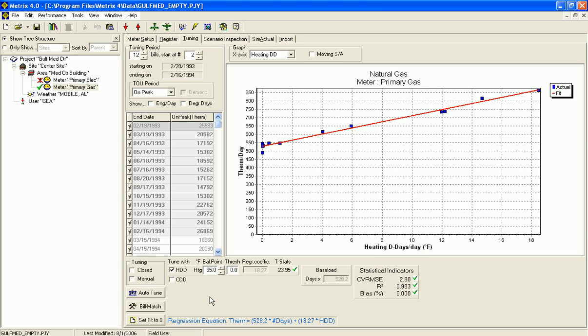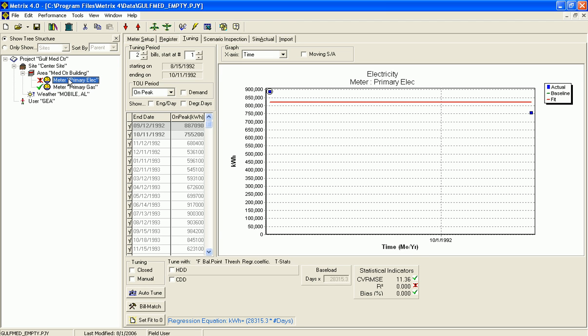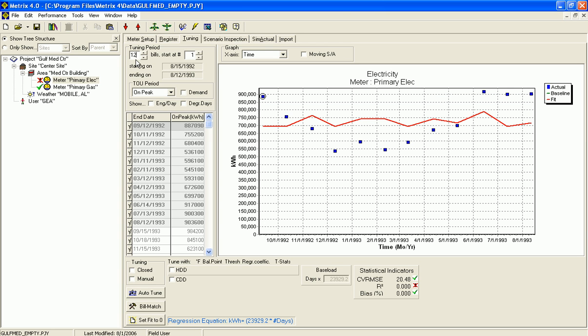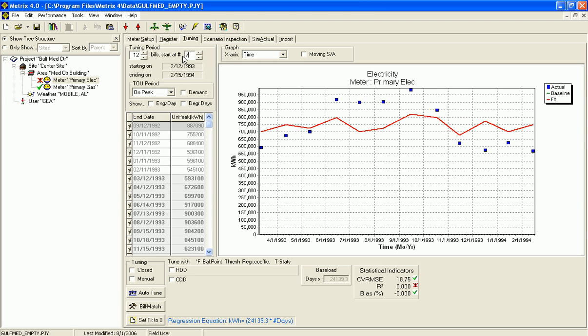Now let's auto-tune our primary electric meter. I'm going to select the primary electric meter item from the tree structure, and under the Tuning tab, we need to enter the number of bills which we would like to include in the tuning period. I'm going to enter in 12 because we want a year's worth of bills within our tuning period. And we are going to start our tuning period at bill number 7, so we have the same months in our tuning period as we did for our primary gas meter.